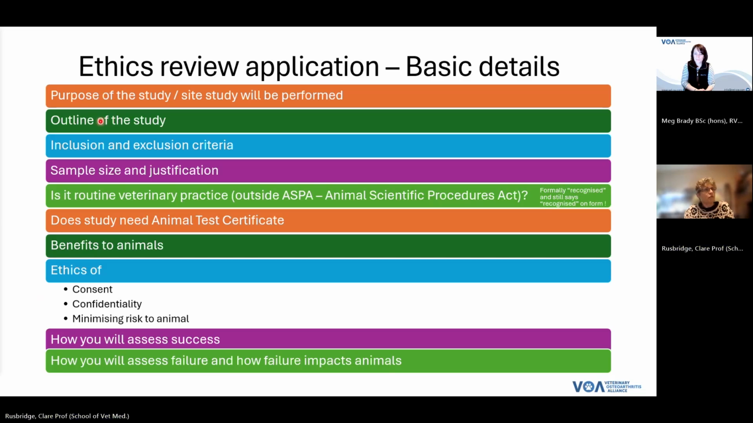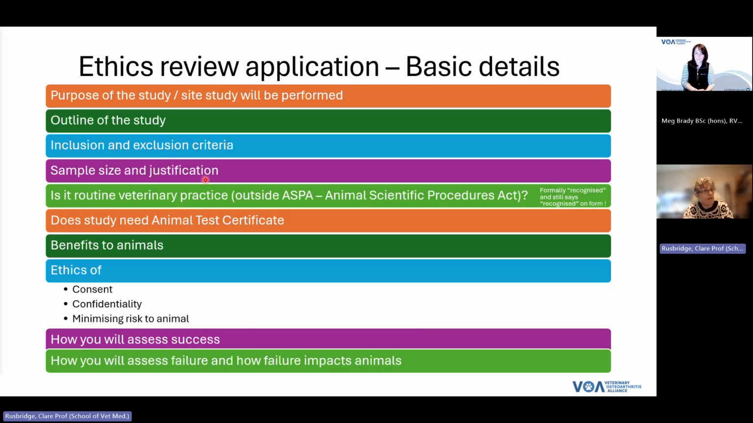A basic outline of the study, what you are going to do. So, for example, maybe you are looking at early neutering effects on elbow dysplasia in your practice. So basically a little bit of an outline about what elbow dysplasia is. Remember, the people reviewing it may not have the knowledge that you have, and how you're going to investigate it. Your inclusion and your exclusion criteria, I'm going to come to that later.